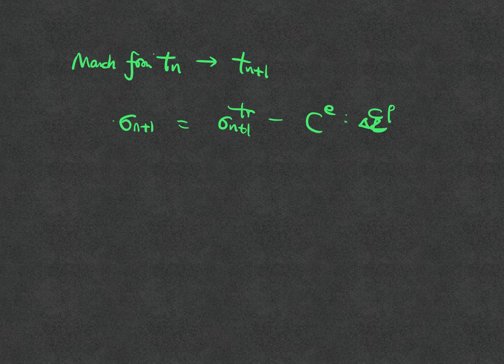Do you all get this part? The trial stress is equal to the previous stress plus C double dot delta epsilon, where I'm assuming that between the previous time step and the current time step everything is elastic, which of course may not be correct, so I have this correction term.